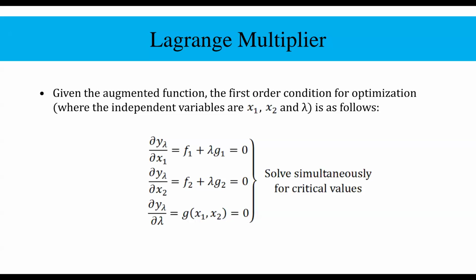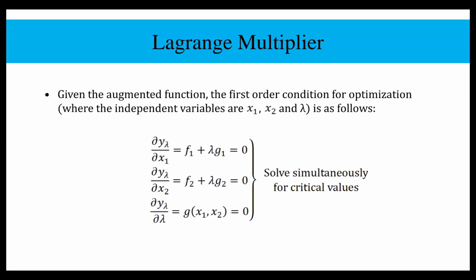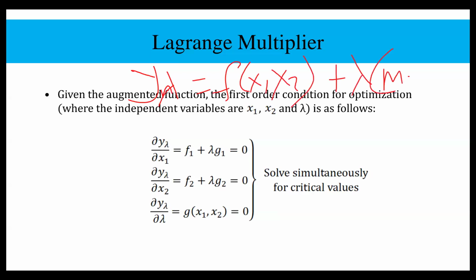I repeat, when you set up the Lagrange like this, the augmented function is equal to the objective function of x1 and x2, plus lambda, open the bracket, m minus 2x1 minus x2, whatever it is, right?